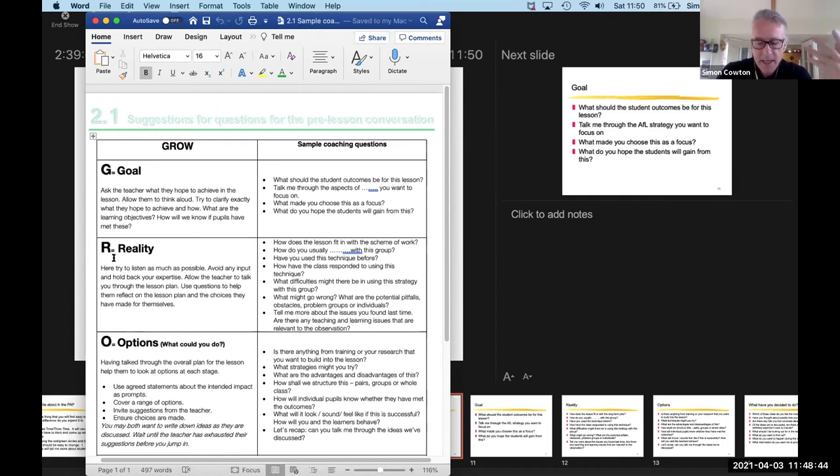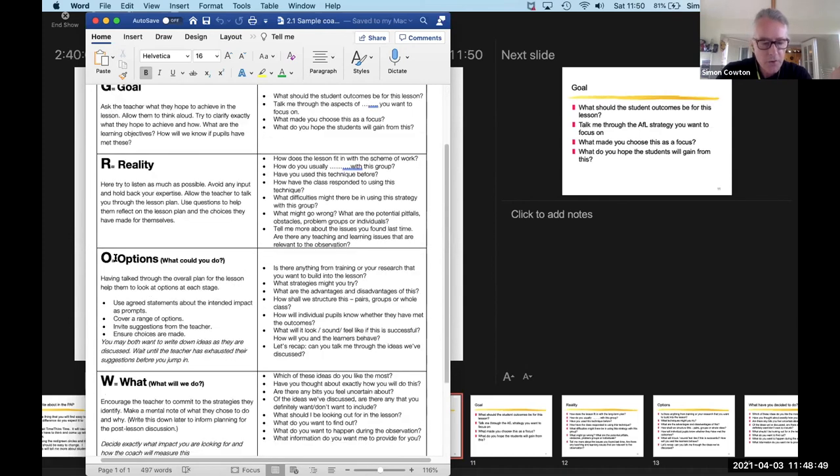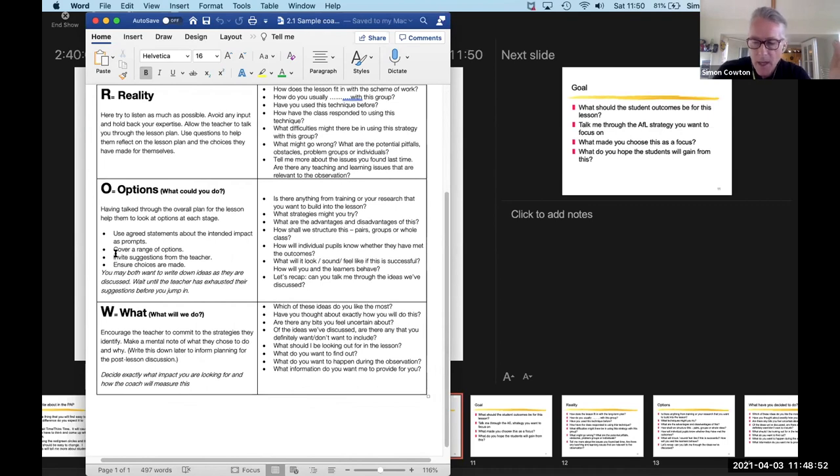Once the person has had time to discuss that, to talk about that and reflect upon it, you move through to the options. In the options stage of the pre-lesson conversation, you've already talked through the lesson plan. This is where you ask them what the different options are. So what might you do? Why are you choosing to do this? What do you think the impact's going to be? You look at the options about what they could do. And then finally, you come to the what.